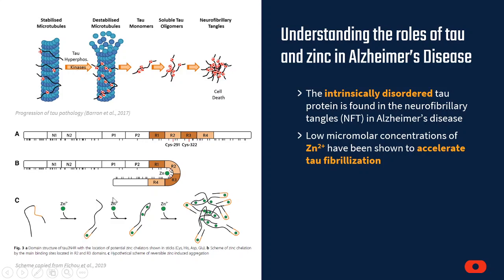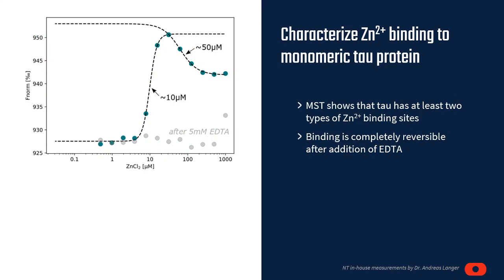But then at higher concentrations of zinc, there are additional binding sites on this long, intrinsically disordered protein that can cause the tau fibrillation. So you can imagine it's very difficult to measure this interaction because zinc ions have a very low molecular weight. And then we have this combination of binding, we have several binding sites, and we have aggregation happening at the same time. Therefore, we were very curious to see if we can get some meaningful data on this interaction using our MST technology.